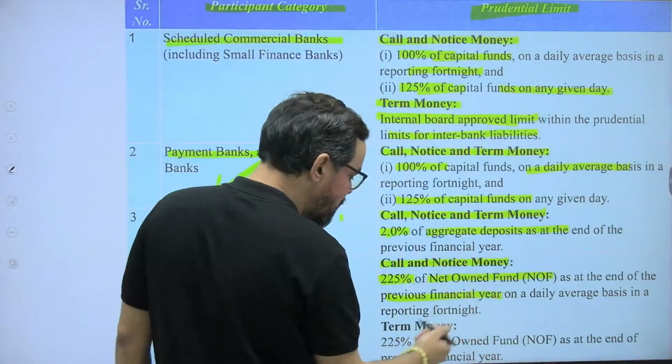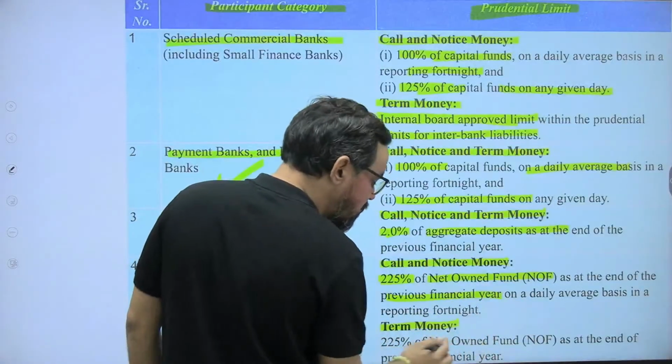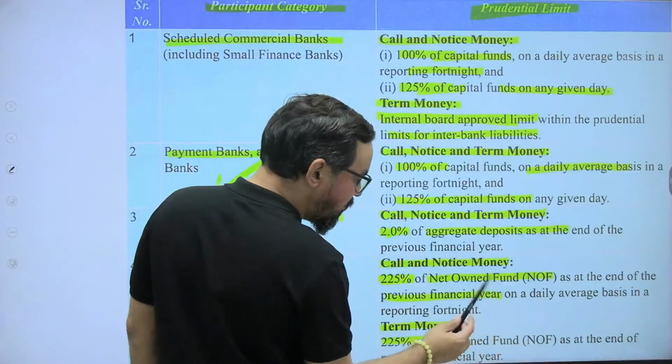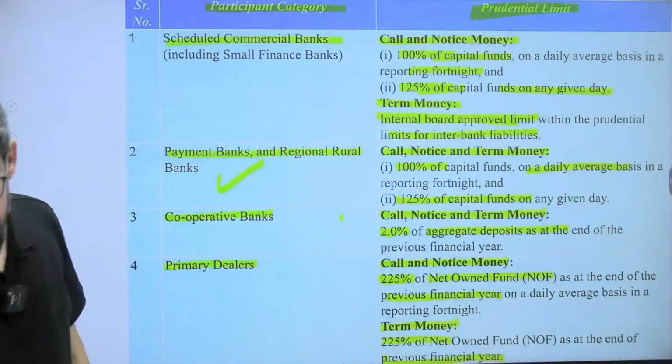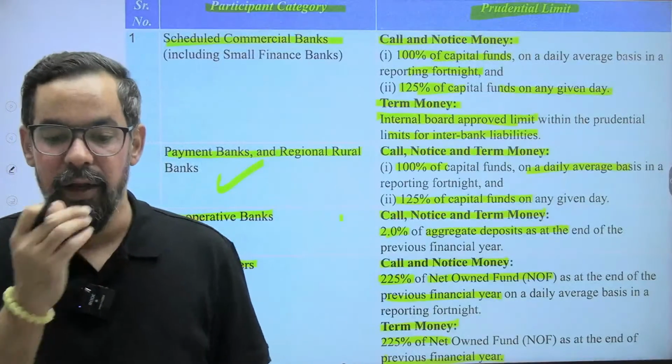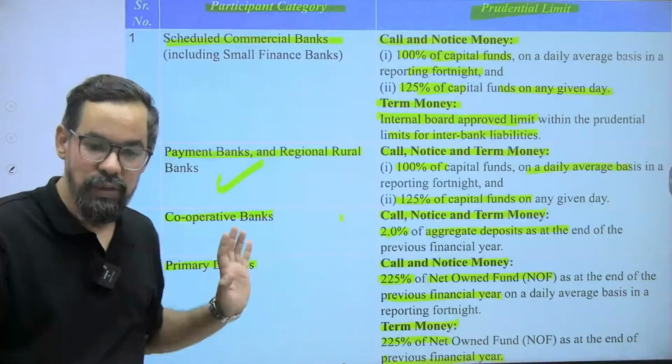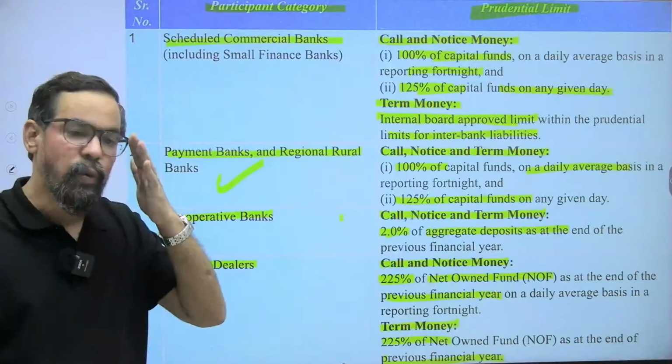On daily basis. Term money 225% on net own funds. ठीक है? So net own funds at the end of the previous financial year. So please do try to remember these particular ones. थोड़ा सा इनको याद रखने की कोशिश कीजिएगा, and they'll help you to solve.